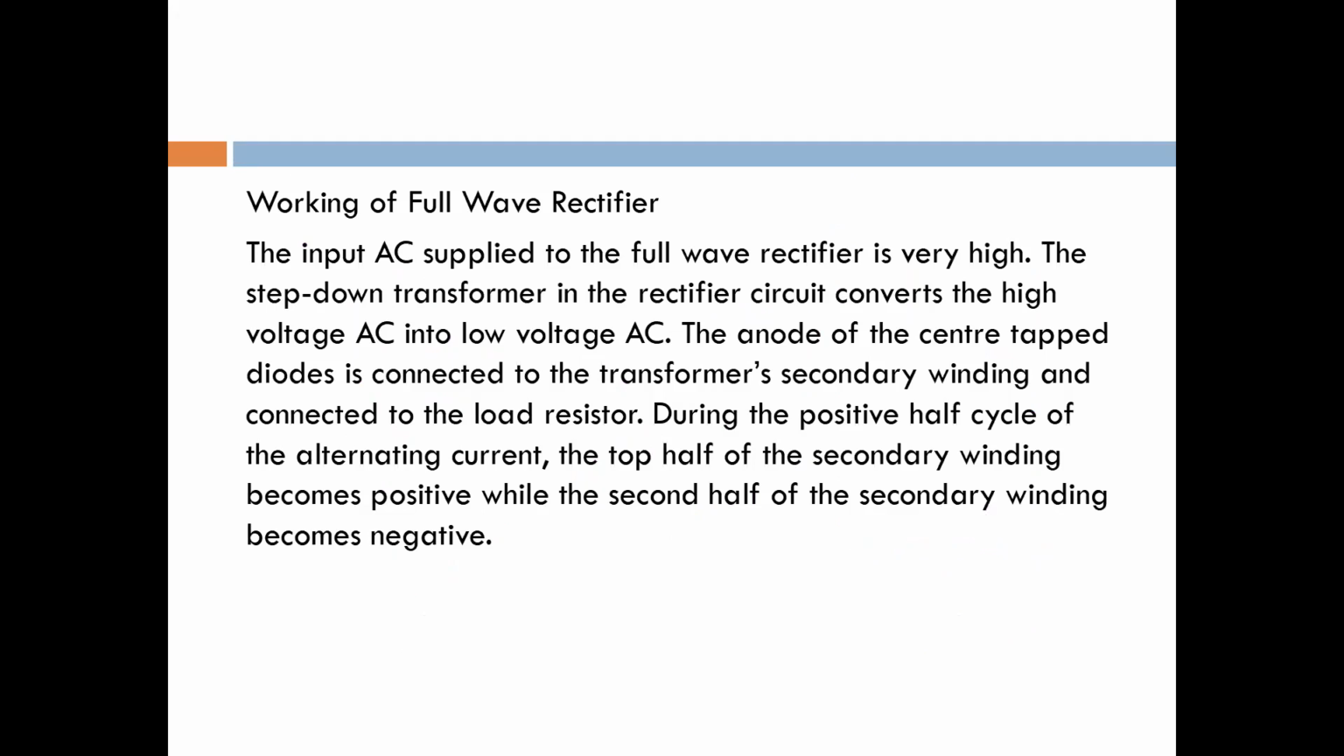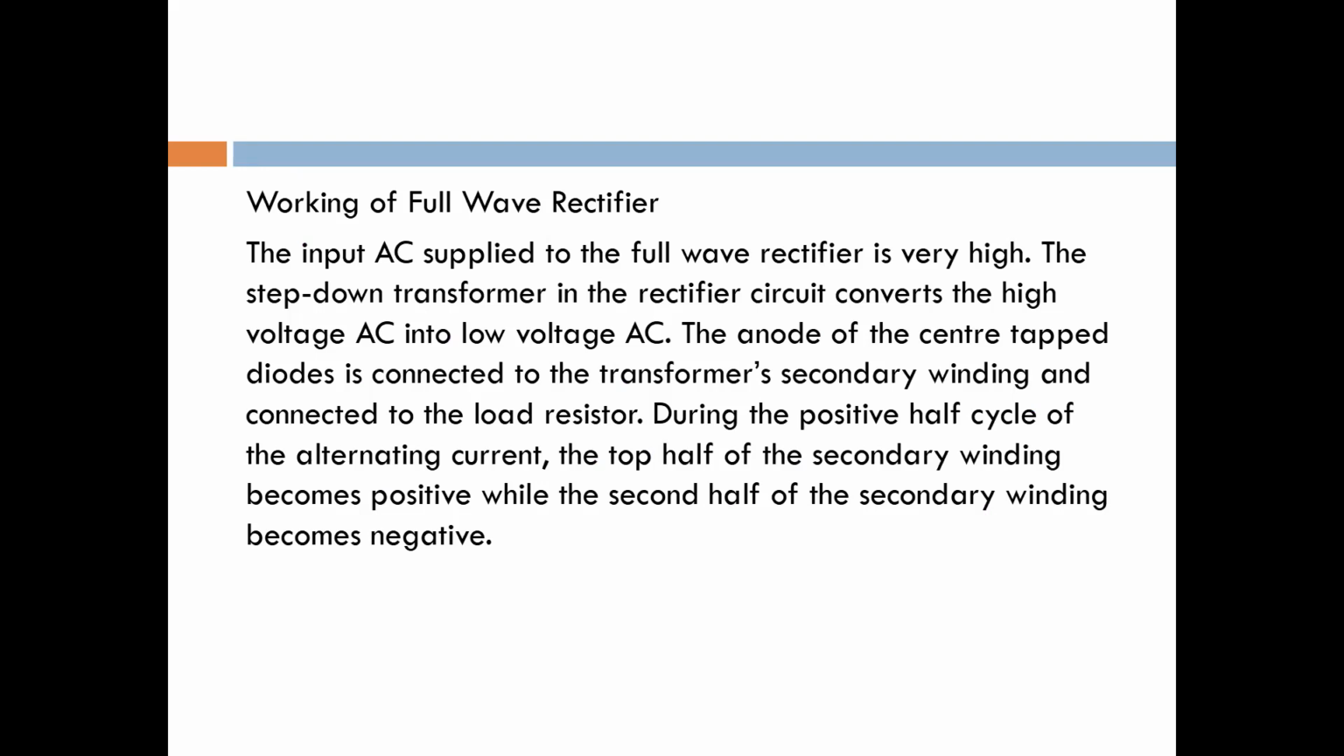Working of a full wave rectifier circuit. See here, the input AC supply to the full wave rectifier circuit is very high. The step down transformer converts the high voltage AC into low voltage AC. The anode of each diode is connected to the transformer secondary winding, and the center tap is connected to the load resistor. During the positive half cycle of the alternating current, the top half of the secondary winding becomes positive, while the other half becomes negative.